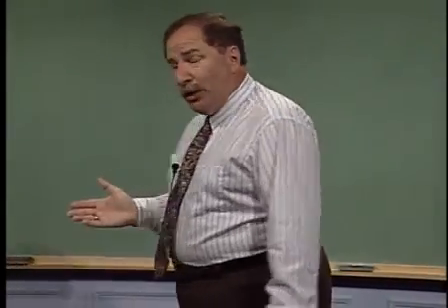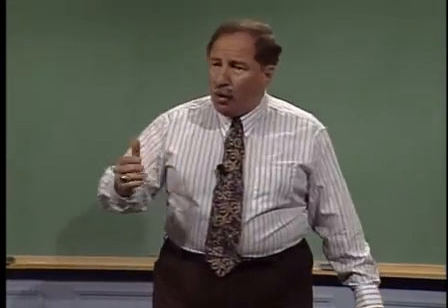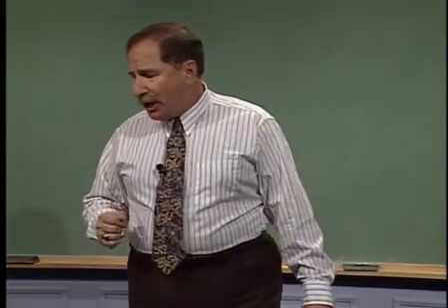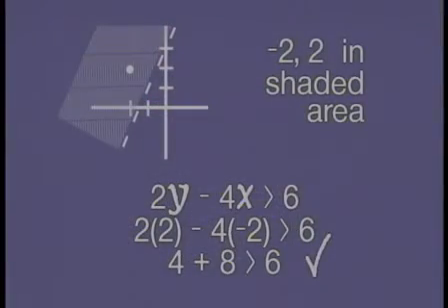Okay, the next thing we need to do, of course, is to check. Remember, everything we do, when we can, we check. So let's look at the next visual. We have the shading and the dashed line, and it says negative 2, 2. That's a point, and that point is indicated. That point is in the shaded region, which means it's part of the solution.